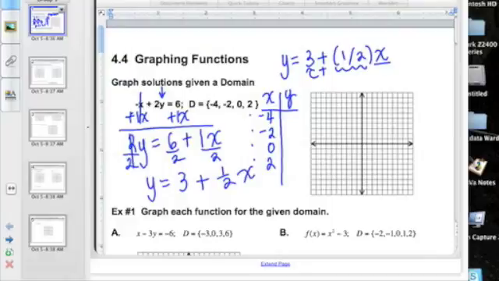So if I plug all those in, let's see, I'm going to try to work these in my head real fast. -4 times 1/2 is -2, plus 3 would be 1. -2 times 1/2 is -1, plus 3 is 2. 0 times 1/2 is 0, plus 3 would be 3, and then finally 2 times 1/2 would be 1, plus 3 is 4. So those are our domain and range values, our x's and y's, and they create ordered pairs.